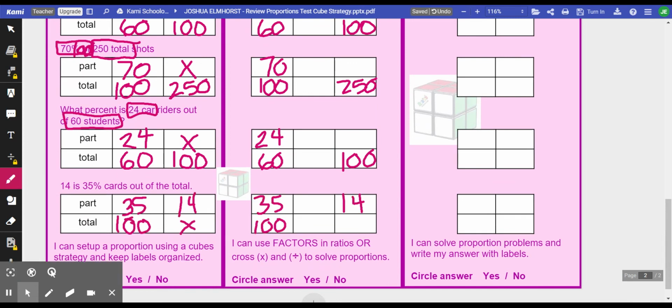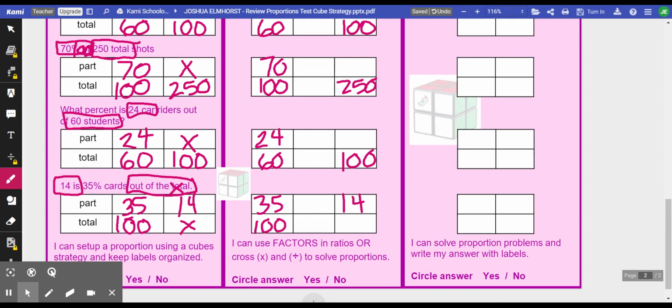Okay, so the last one, we got 35%. So it's 35 over 100. And then 14 is out of the total, and we don't know the total. So 14 goes on top, X goes on bottom.